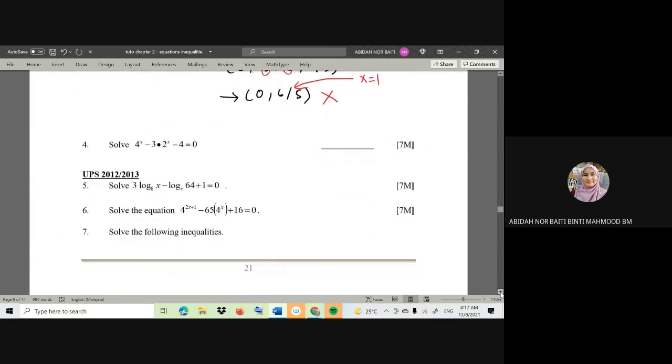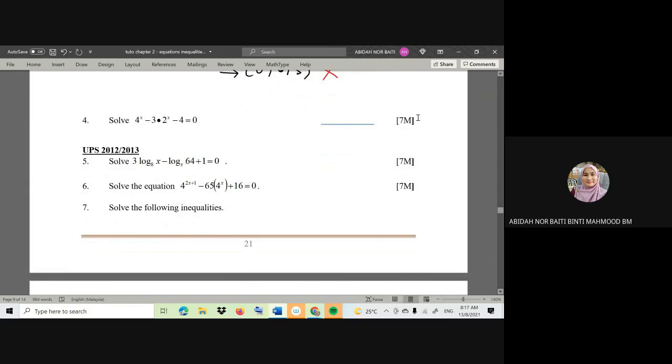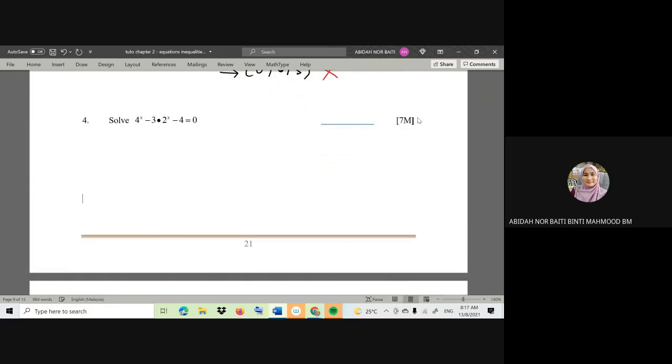Okay, question 4. Question 4 is indices. Here we have 2^x. Look for 2^x here too. We get 4 is 2 squared, so change to the simplest base. 4 is 2 squared, so (2^x) squared. There is x there. Minus 3 times 2^x minus 4 equals 0. This cannot be multiplied, do not multiply. Why can't it be multiplied? Why can 3 not be multiplied with 2?